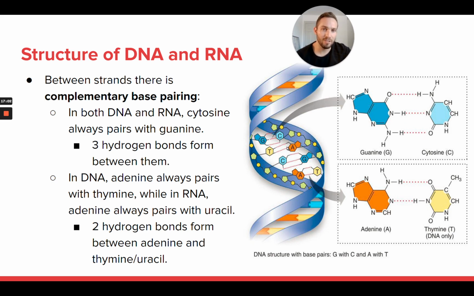So they're going to form 3 hydrogen bonds, just like you see in this picture, cytosine and guanine. They're going to form 3 hydrogen bonds with each other, and they will always pair together. In DNA, you're always going to see them together. If you see a G, it's going to be hydrogen bonded with a C, and vice versa.